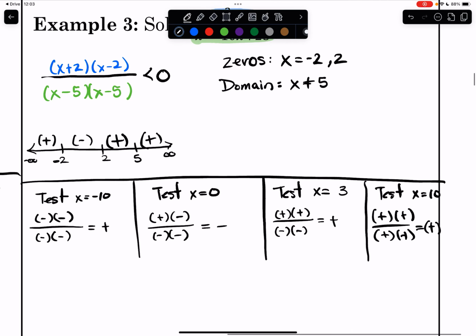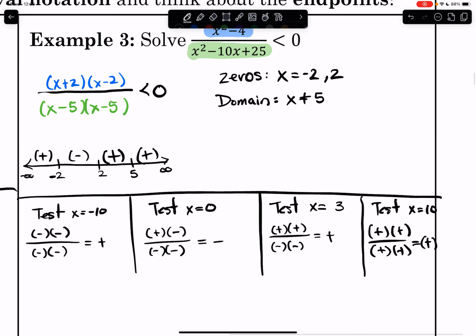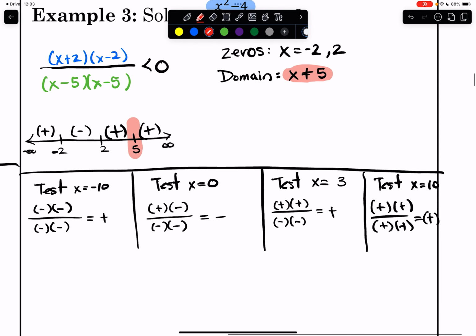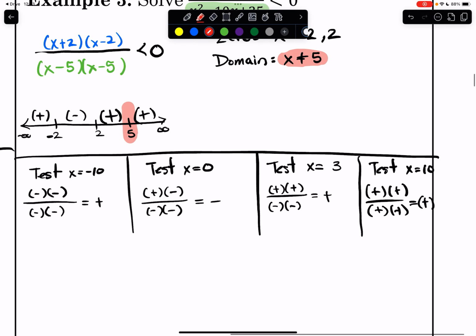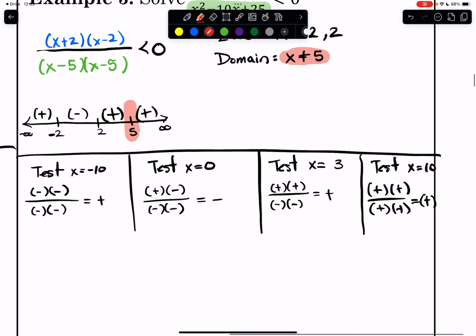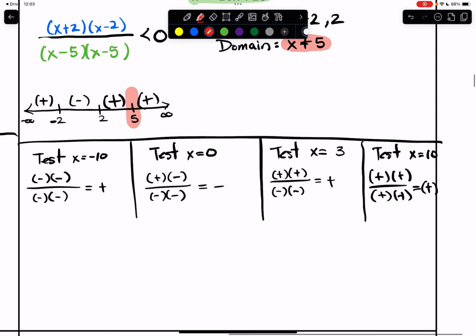So where are we going to be less than? Oh, and I didn't highlight these. I always need to remember to highlight this. Again, this number at 5, we can never include that one. So we always make sure that we highlight that one or put a little circle somewhere, again, to indicate that we cannot equal that value.